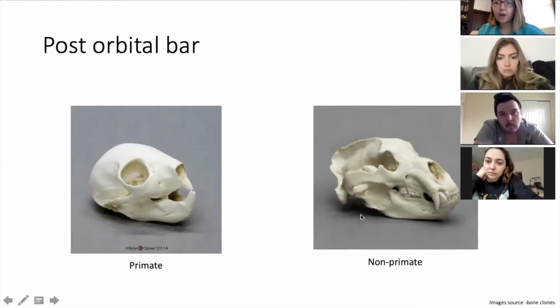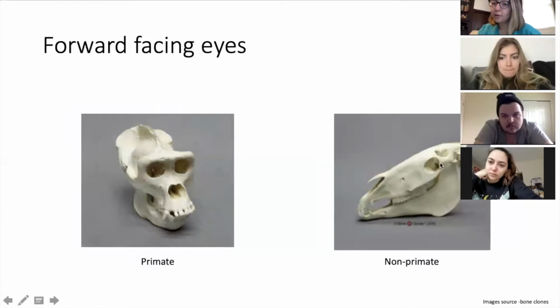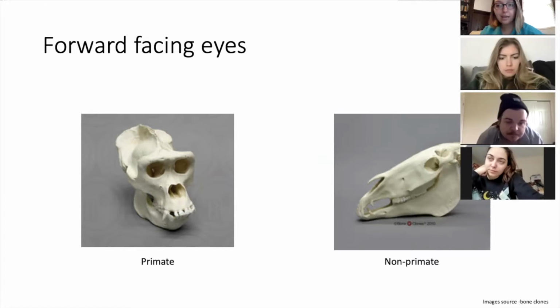If we compare it to our non-primate, this is a grizzly bear. Do you all see this gap between the top of the eye and the bottom of the eye? So there's no postorbital bar on a grizzly bear. But it is important to note that a grizzly bear has forward-facing eyes. So grizzly bears have forward-facing eyes, but no postorbital bar. If we go back to our first slide, you'll notice that there's actually a bar on the horse. So the horse has a postorbital bar, but does not have forward-facing eyes. So in order to identify a primate, we need to make sure that this skull has both forward-facing eyes and a postorbital bar.